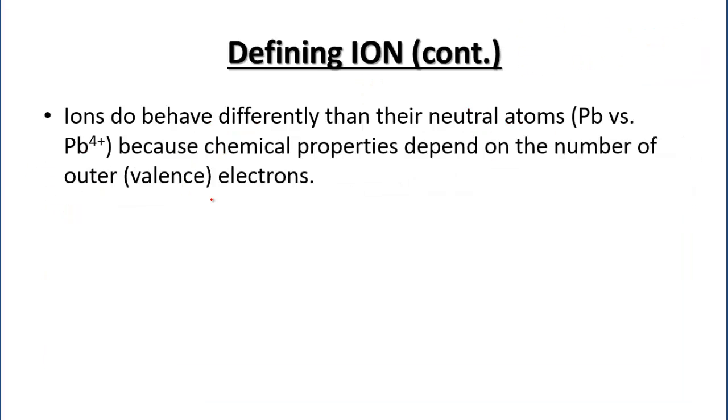Now ions do behave differently than their neutral atoms. So for example, lead versus Pb+4. They are chemically different. They have different chemical properties once they have gained or lost electrons. And those electrons, we're going to talk about next chapter, are the valence electrons, or those outer electrons. They are more importantly the ones that are actually changed, so that changes the chemistry.